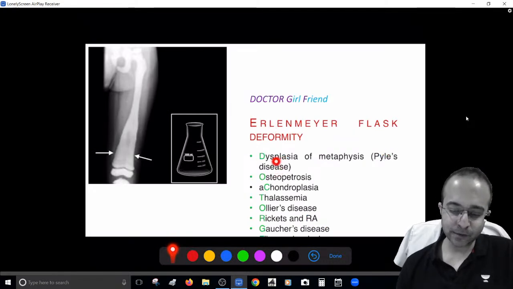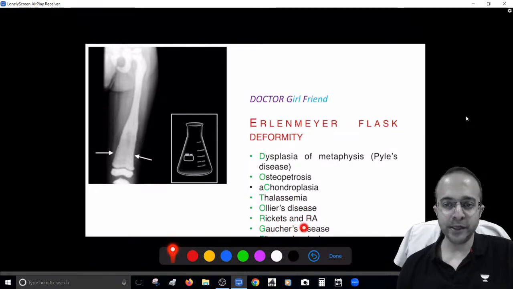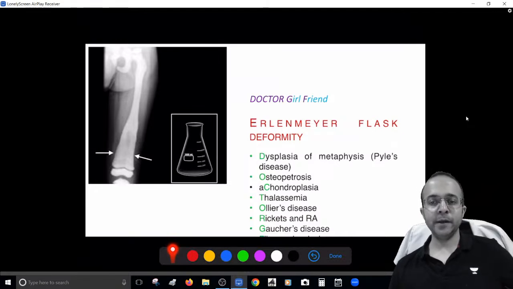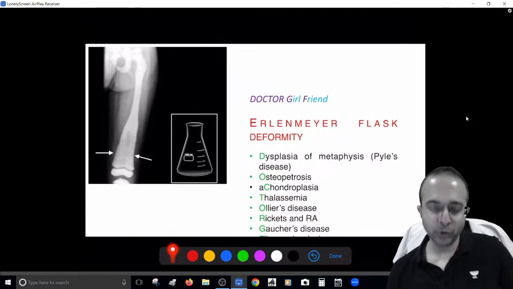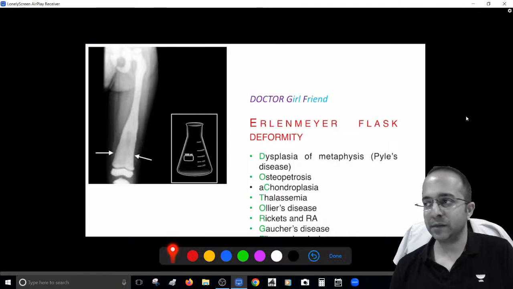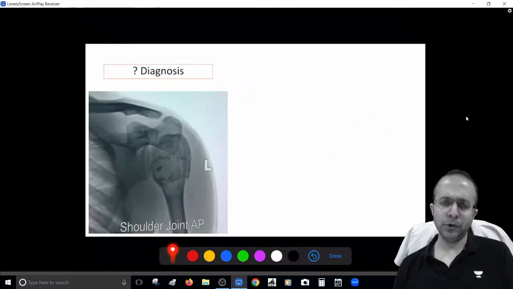Pyle's disease, dysplasia of metaphysis, osteopetrosis, achondroplasia, thalassemia, Ollier's disease, rickets and RA both can give you Erlenmeyer flask deformity. Gaucher's disease can also give you Erlenmeyer flask deformity. Okay. And fibrous dysplasia can also give you Erlenmeyer flask deformity. So I hope you are clear with the causes of this also.